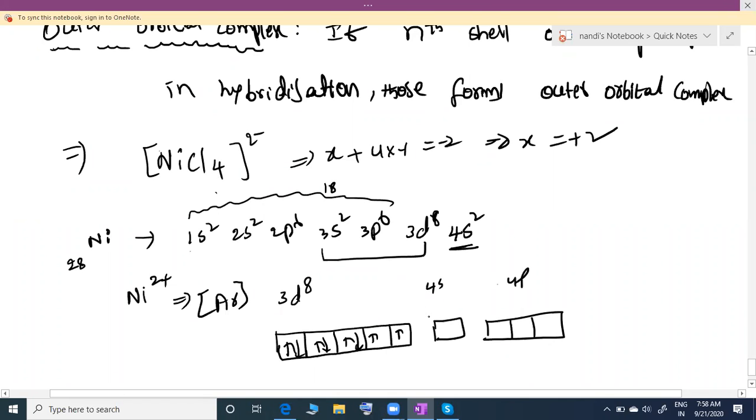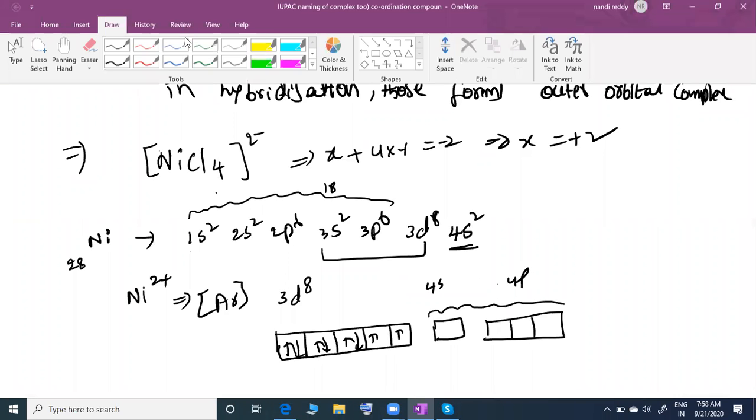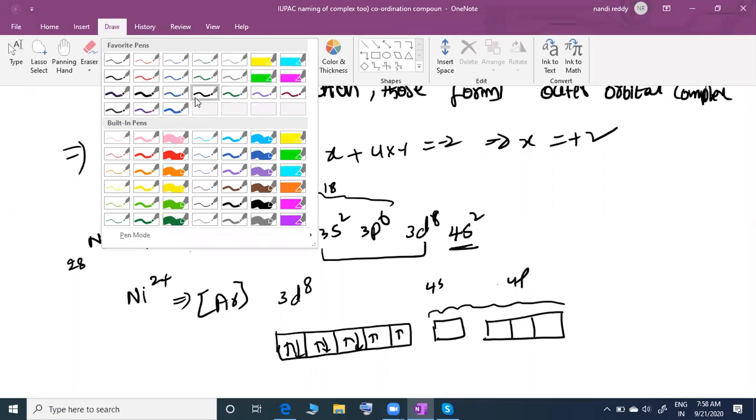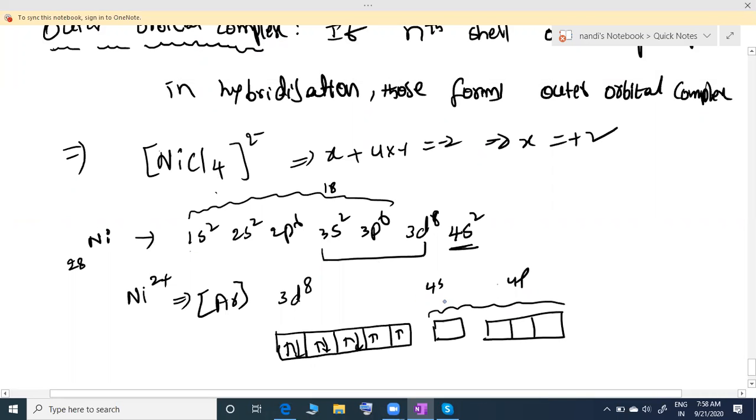Now these 4 undergo hybridization. What hybridization will we get here? How many boxes are mixing? Can you find out? One s orbital and three p orbitals, 3 boxes. So I can write sp3 hybridization.